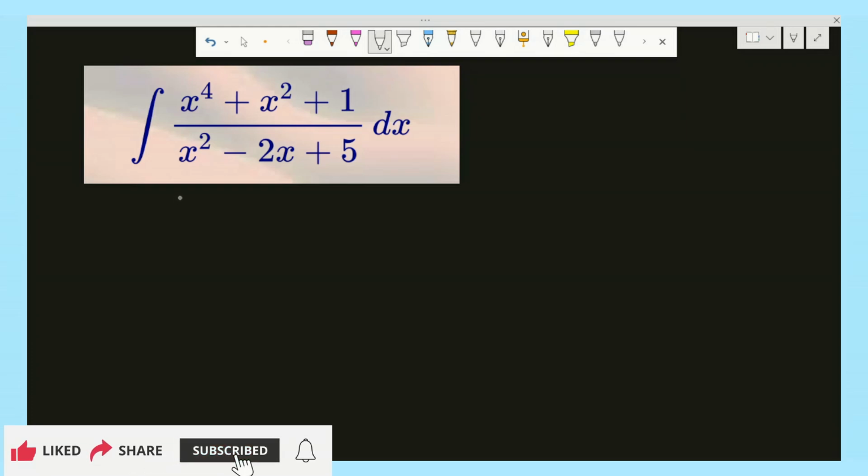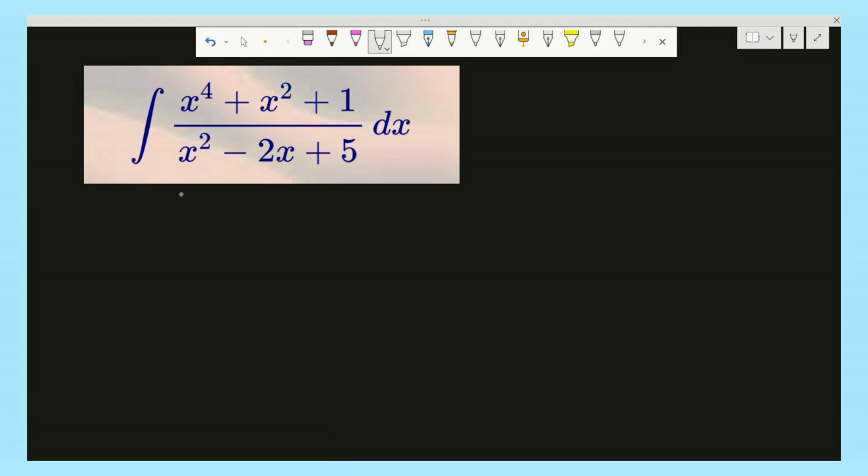Welcome. Now another integration: x to the power 4 plus x square plus 1 upon x square minus 2x plus 5 dx.